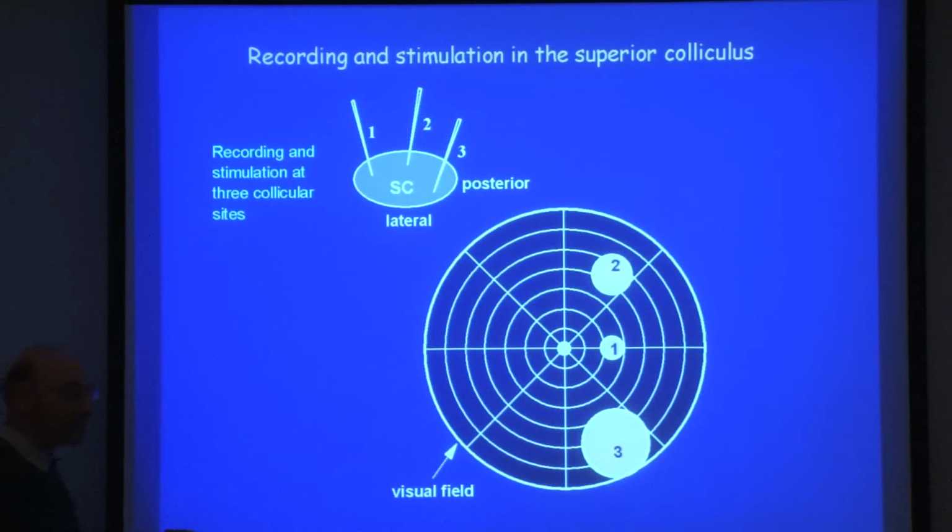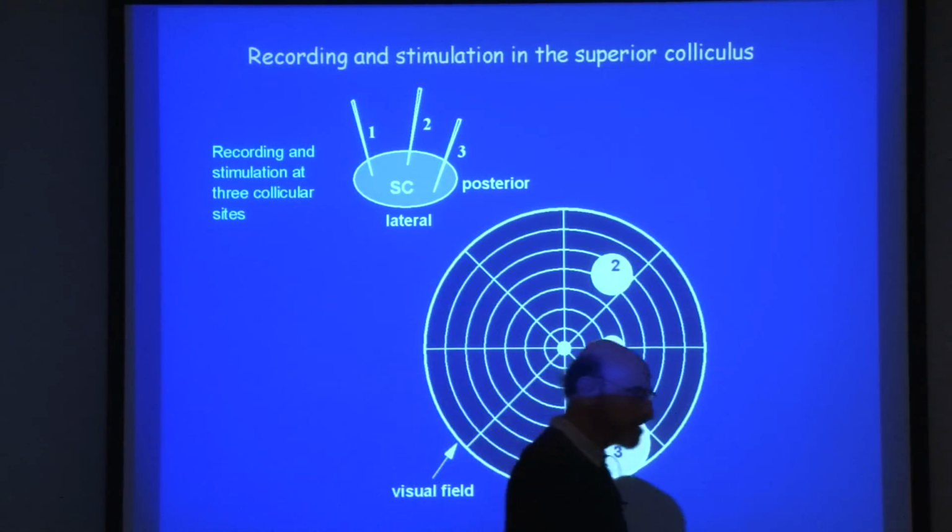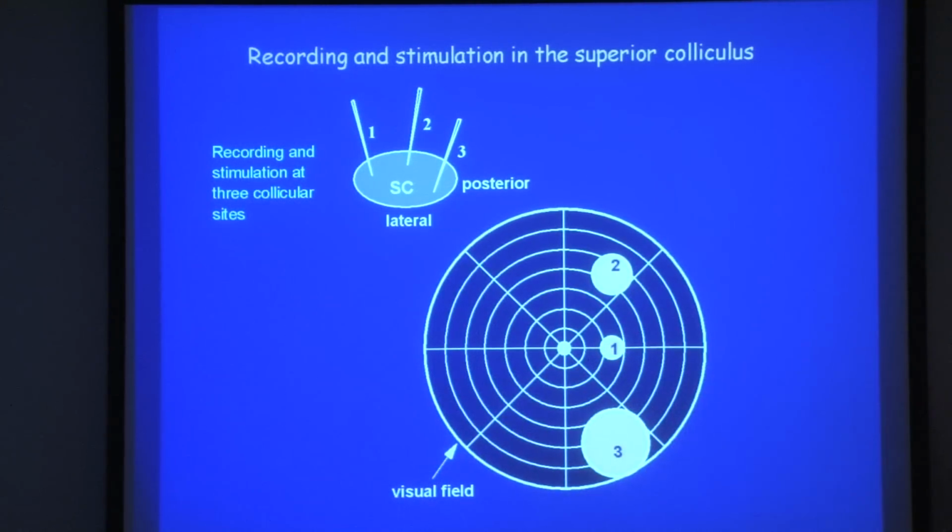Now that we've done this, you can switch over and you can electrically stimulate. Okay? And look what happens. If you electrically stimulate at 1, you get a saccade that moves the eye into the receptive field of that set of neurons. Then if you stimulate in 2, you get saccades that move it to 2. And when you stimulate in 3, it moves to location 3.